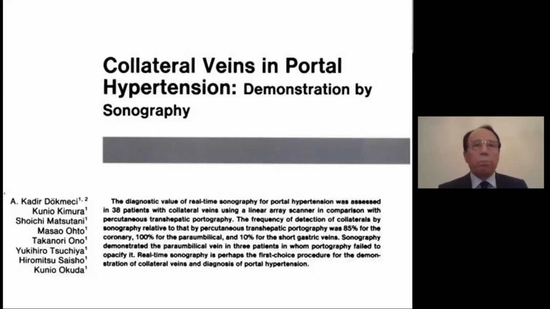B-mode ultrasound provides fundamental tissue images, measuring vessel diameter and spleen size, identifying ascites, and demonstrating abnormal collateral routes. I always remember my mentor, Professor Kunio Okuda's words: ultrasound is like a stethoscope for the gastroenterologist and will be so in the future also, emphasizing the promising future of ultrasound. And now, ultrasound has become a must diagnostic method for all patients' examination.